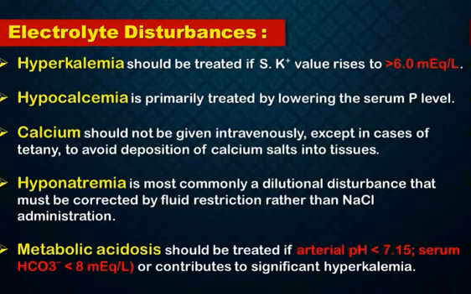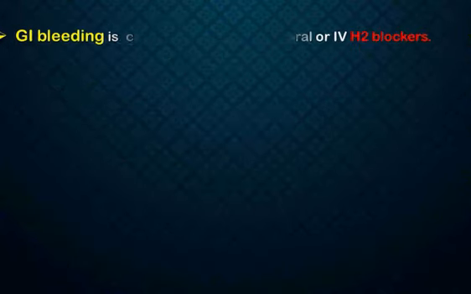But if the arterial pH is less than 7.15 and the bicarbonate is less than 8 milliequivalent per liter, the patient should be managed with bicarbonate. We should infuse bicarbonate for the patient, because it contributes to significant hyperkalemia, since hyperkalemia is also an additional bad effect of the metabolic acidosis.